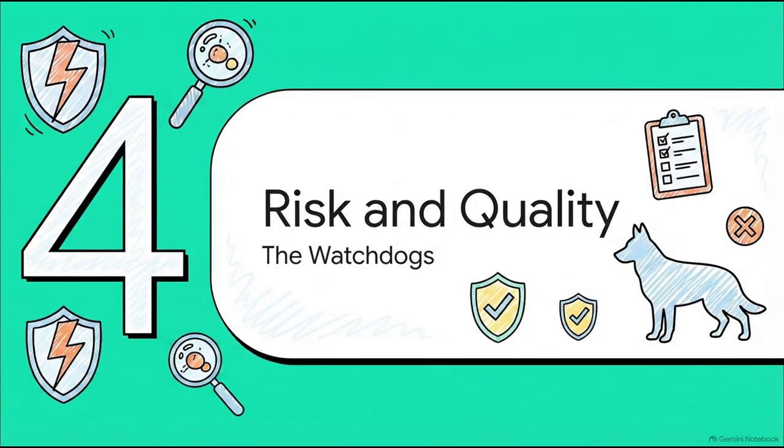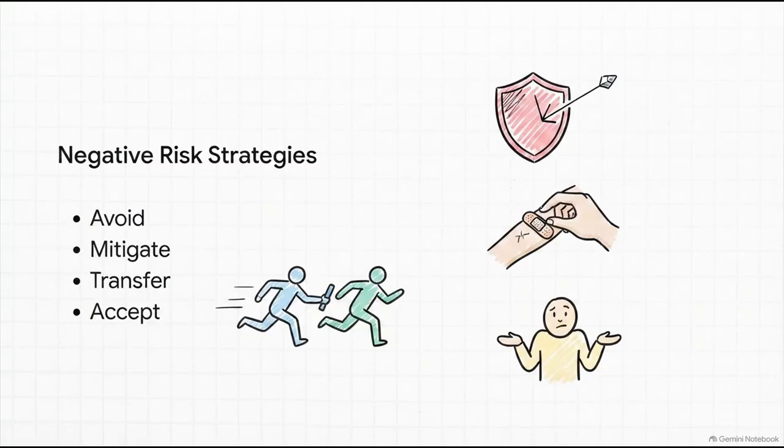That brings us to Section 5, Managing Risk and Quality. These are the watchdogs of your project. Think of these constraints as protecting your project's baseline. If a negative risk or threat arises, you have 4 highly tested official responses.